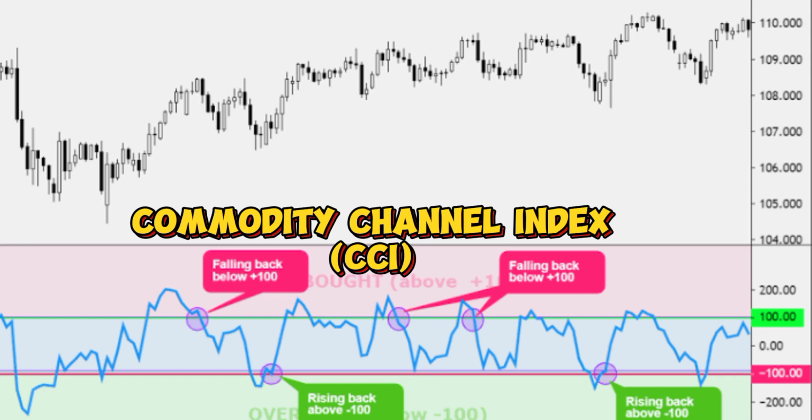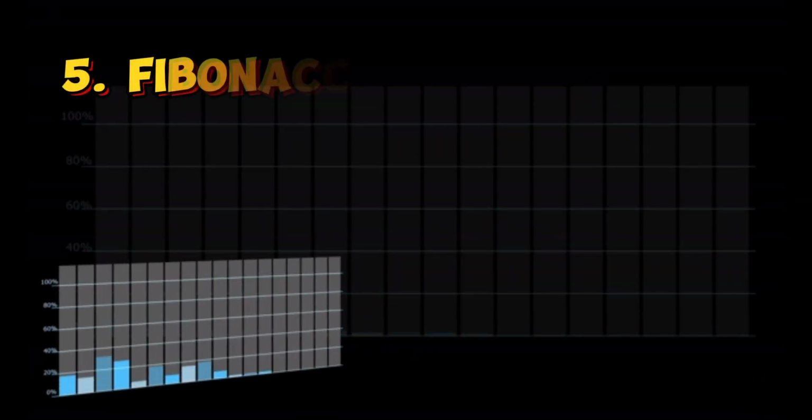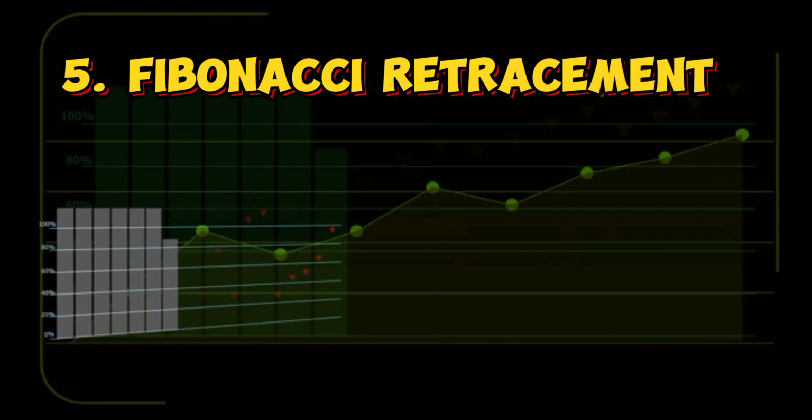10. Commodity Channel Index, CCI. It measures the current price level relative to its historical average, helping identify overbought or oversold conditions and potential trend reversals. Number 5. Fibonacci Retracement.